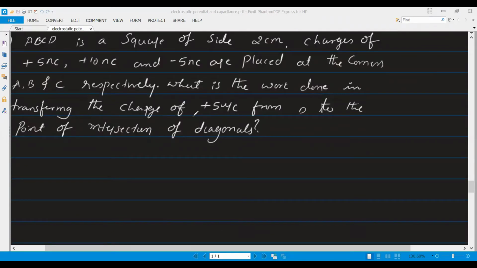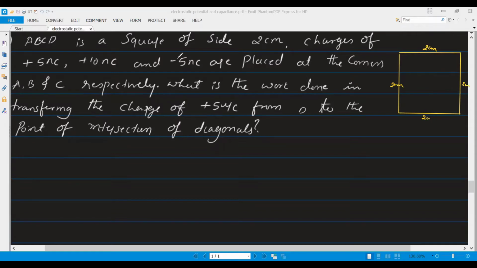Now let's go for this problem. ABCD is a square of side 2 centimeter. It says there is a square of side 2 centimeter. So this is a square of side 2 centimeter. The side is given 2 centimeter, so all the sides will be 2 centimeter here.